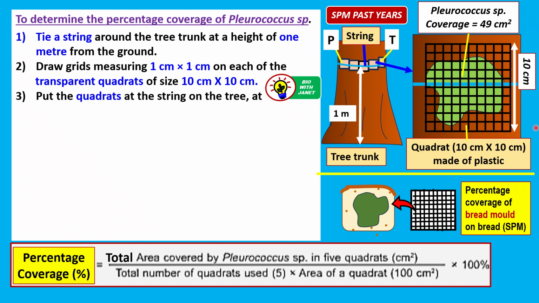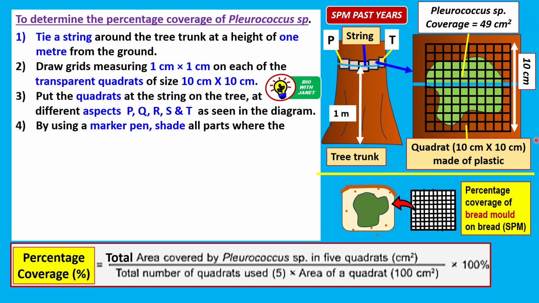Next, put the quadrats at the string on the tree at different aspects or directions, P, Q, R, S, T, as shown here, P, Q, R, S, T, and this is to find the coverage at different aspects and relate them to the abiotic factors at different aspects. The light intensity and temperature will be different for different aspects.